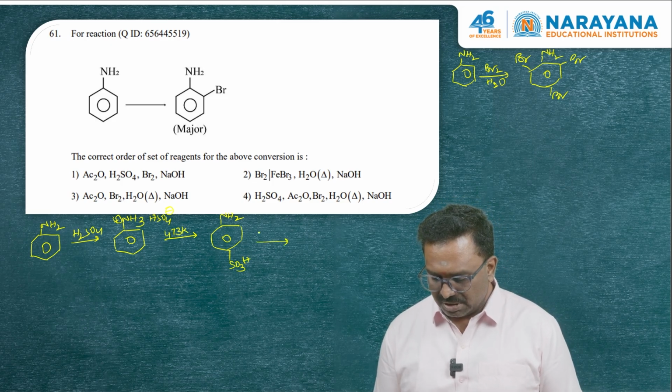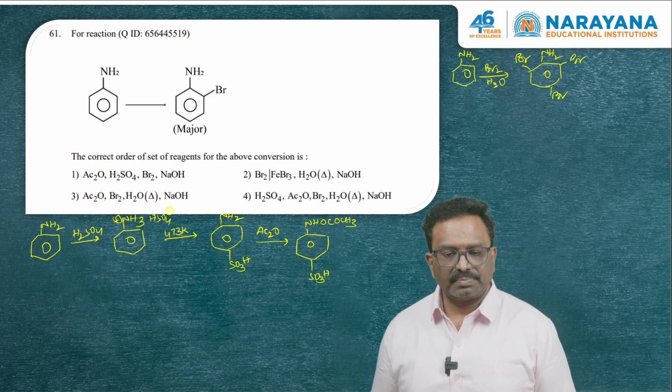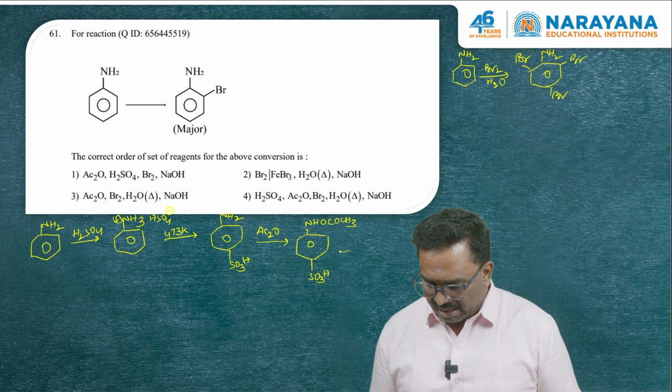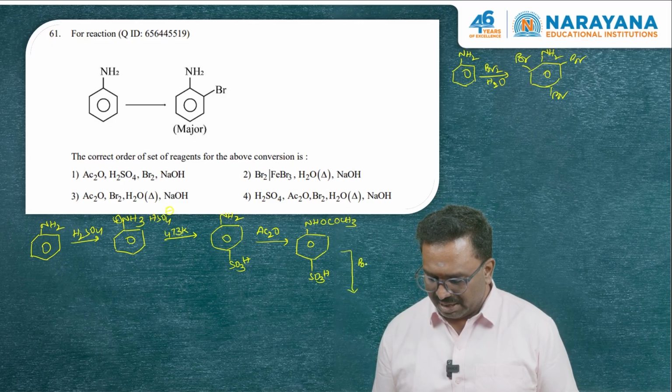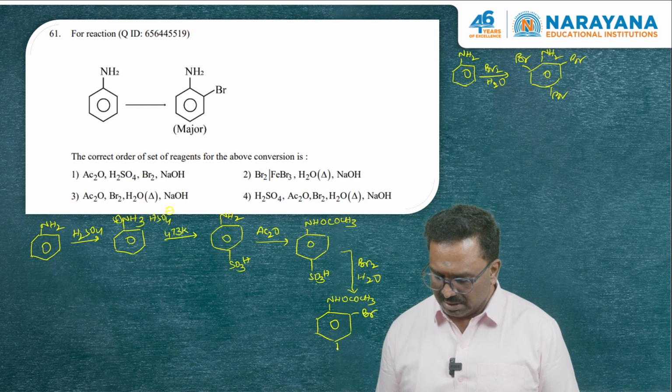Then by the reaction with acid anhydride, we allow this reaction to happen at NH. This is the nucleophilic property of nitrogen. Thereafter, the bromination is carried out. Now the para position was already occupied. So the only possibility is ortho substitution of the bromine.